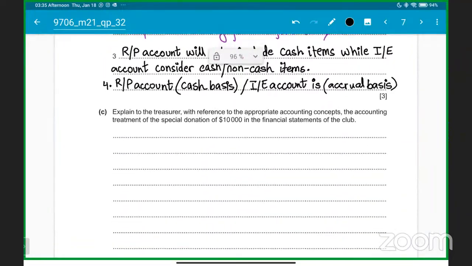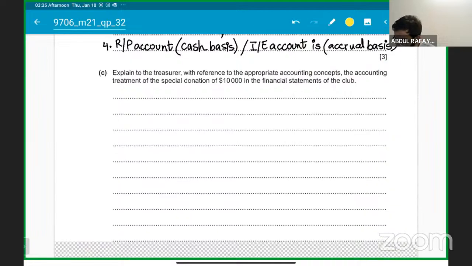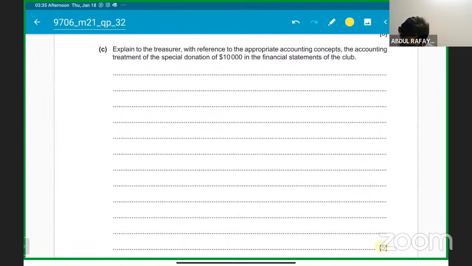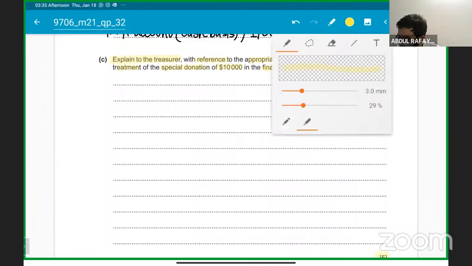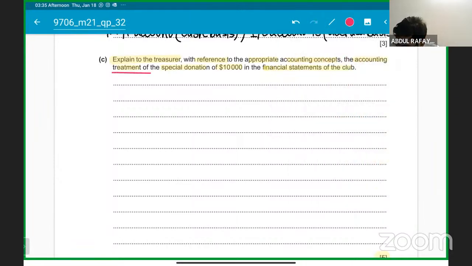Yes. Next, again, we have a theory which is very important to understand. We have a 5 marks theory. Explain to the treasurer, with reference to the appropriate accounting concepts, the accounting treatment of the special donation of $10,000 in the financial statements of the club. So we are being tested on accounting concepts here as well, students. Everyone with me following? Clear on this?